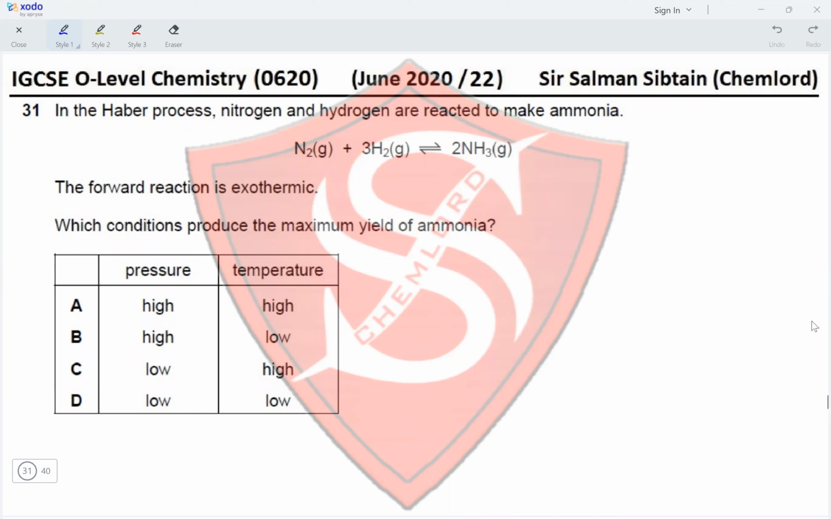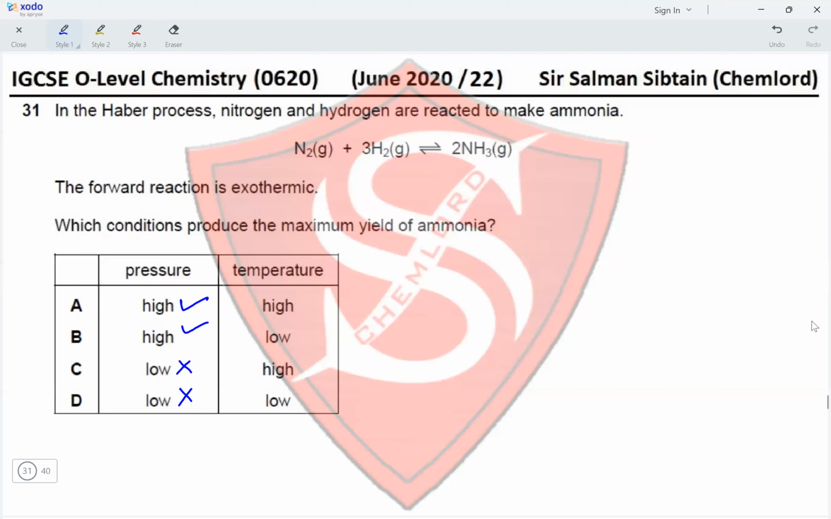Pressure. So the pressure that would increase the yield of ammonia would be the one that would favor the forward reaction. And since the forward reaction contains 2 moles of product and the reactants contain 4 moles of reactants, a high pressure would favor the forward reaction. So this eliminates option C and D.